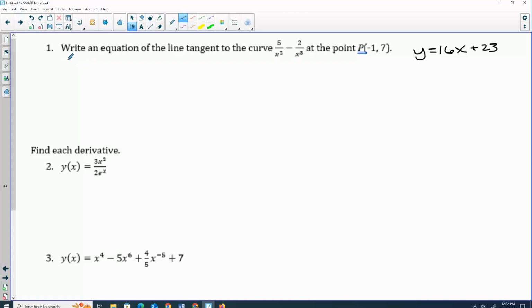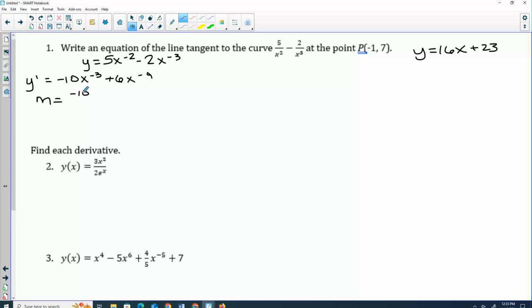Keep in mind, this is like 5x to the negative 2 minus 2x to the negative 3. I would write it this way so I can avoid doing the quotient rule a couple times. Then our derivative: exponent comes down, subtract 1 from the power. Over here, negative 2 times negative 3 is positive 6, x to the negative 4. We need the slope, so we plug in negative 1.